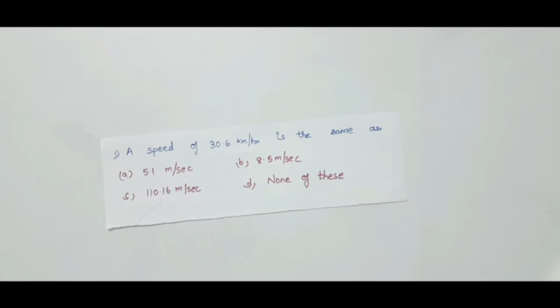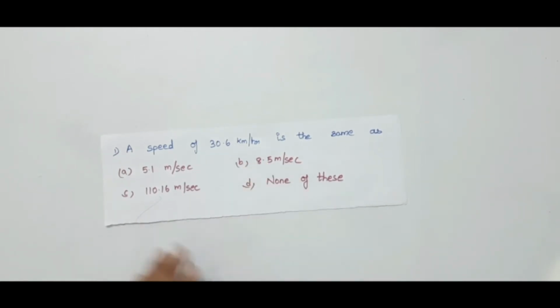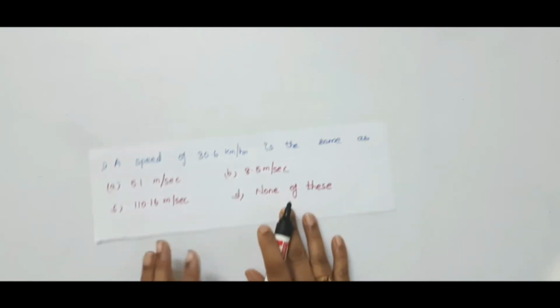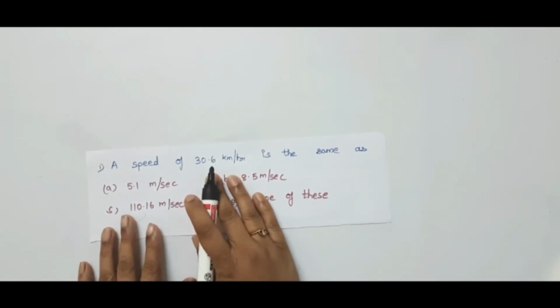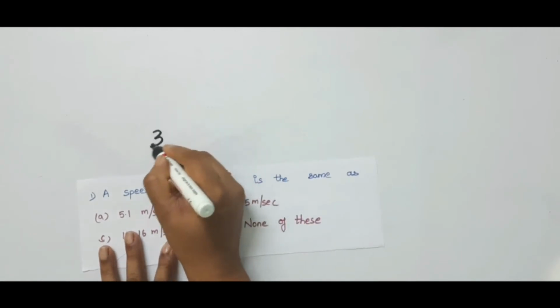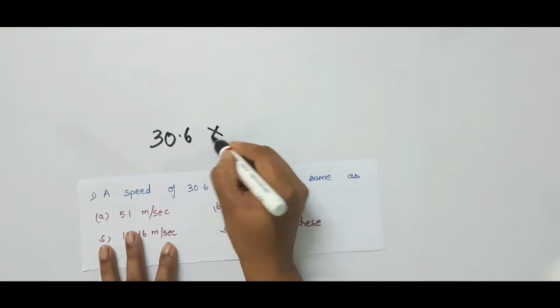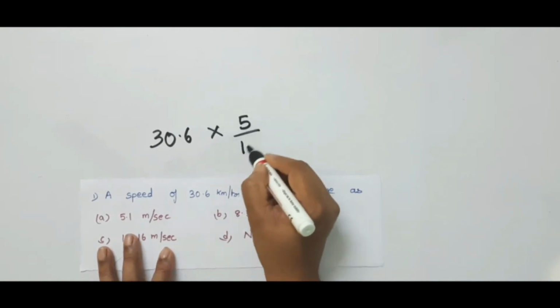If this type of problem is given, that is, if they give the speed in kilometer per hour and ask to express the same speed in meter per second, then simply multiply the given speed in kilometer per hour. Here it is 30.6, is it not? We have to express in meter per second, so simply multiply with 5 by 18.